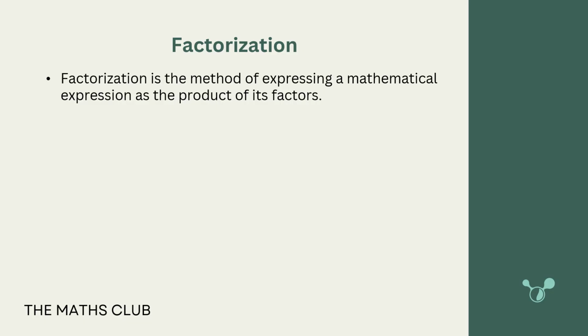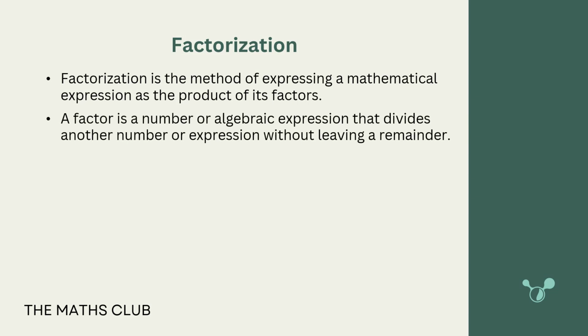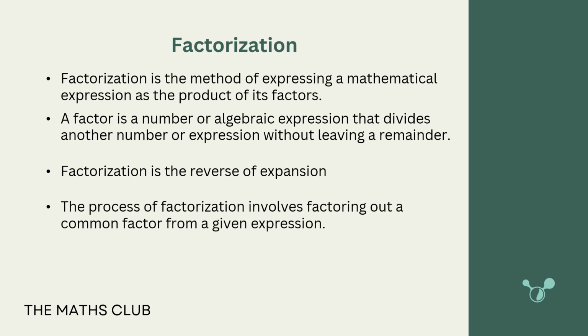So factorization is a method of expressing a mathematical expression as a product of its factors. A factor is a number or algebraic expression that divides another number or expression without leaving a remainder. We've talked about that. Factorization is the reverse of expansion. Expansion is that you have things in brackets, you're trying to make them look simpler. But in factorization, you have the simpler version, you are trying to put them inside brackets. The process of factorization involves factoring out a common factor from a given expression. So we'll see all of this in practice.